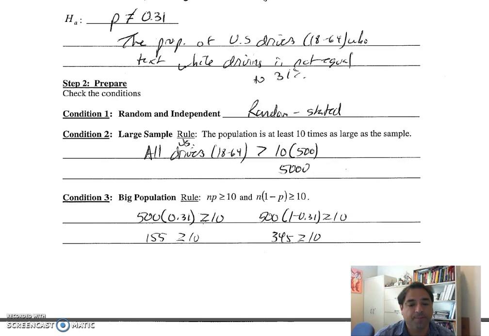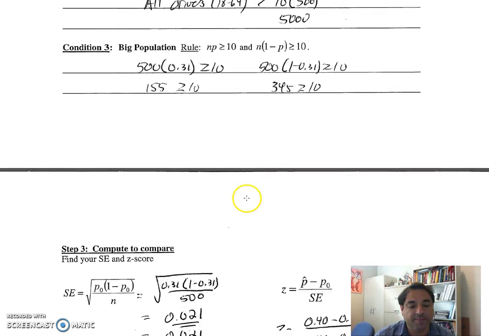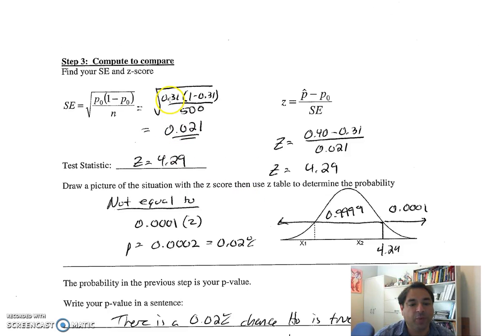We'll check our conditions. It's random, stated. All U.S. drivers 18 to 64 is greater than 10 times 500, which is 5,000. 500 times 0.31 is 155, that is greater than 10. And 500 times 1 minus 0.31, 345 is greater than 10. Pass all the conditions. We find our SE, square root of 0.31 times 1 minus 0.31 over 500, which gives us 0.021. Z is 0.40 P hat minus P, 0.31, over your SE, 0.021, which gives us a Z of 4.29. Again, that's off the chart. Anything that's off the chart, we can call 0.999.